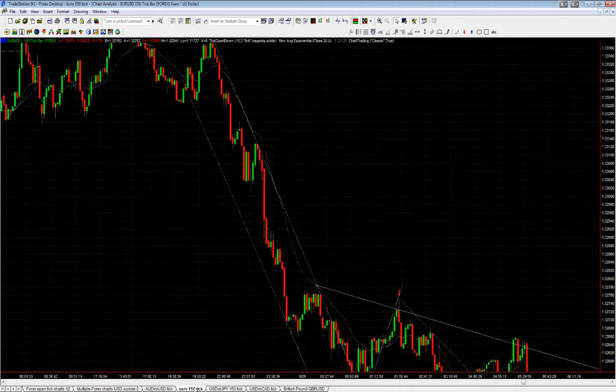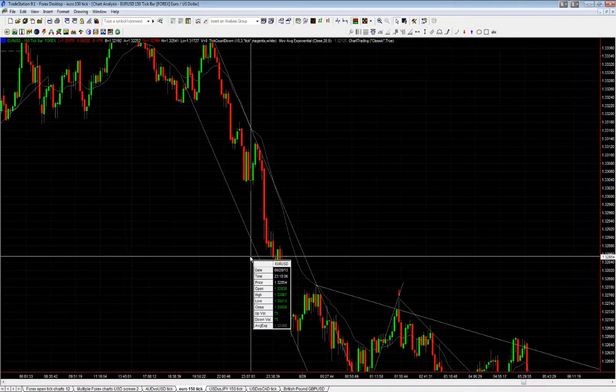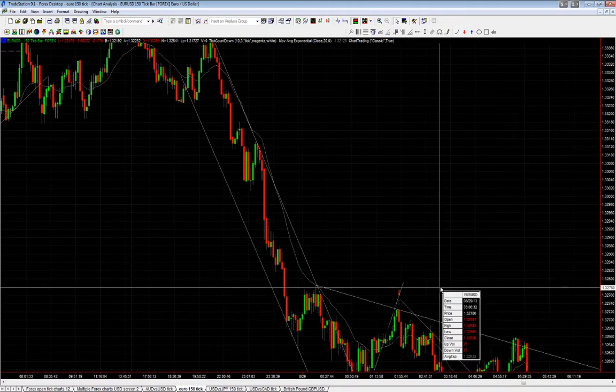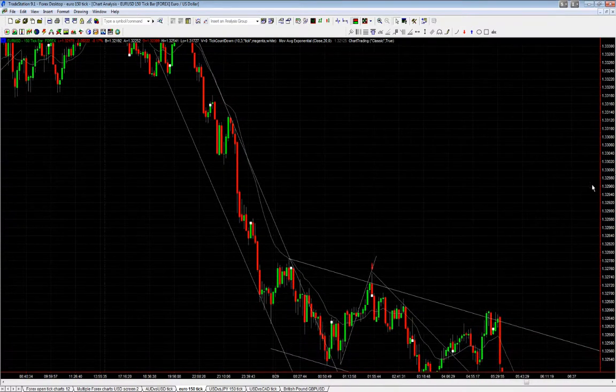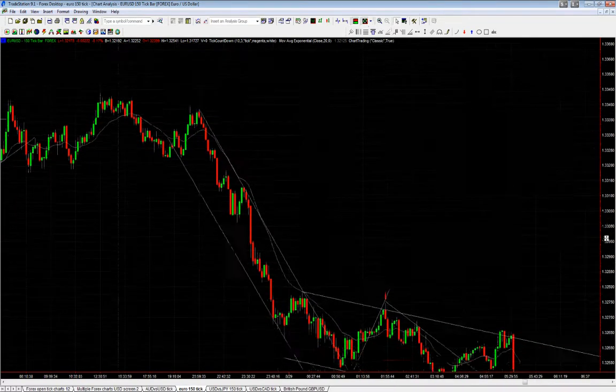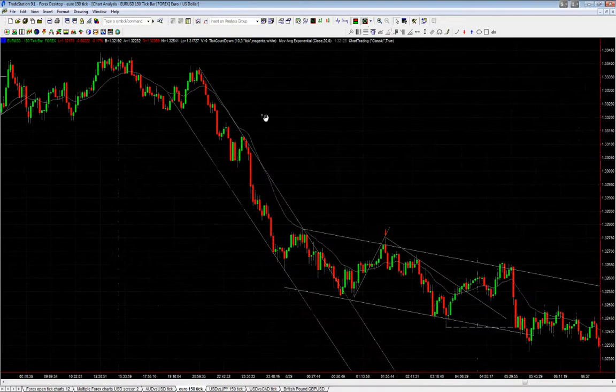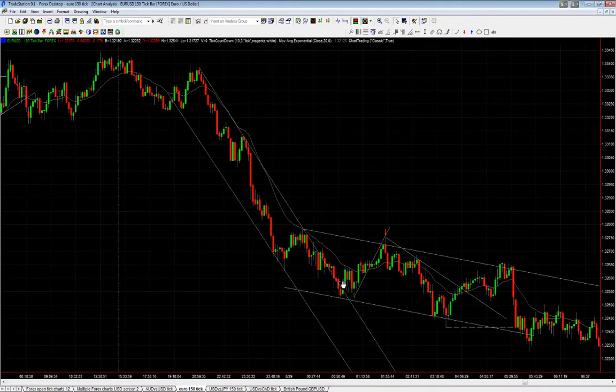I did take one good trade on the euro. This is the 29th, and here's what I saw. I saw this big bear, this strong-looking bear trend. We chopped around, and basically, I've been noticing this for a while.